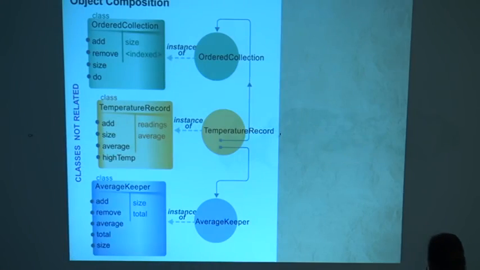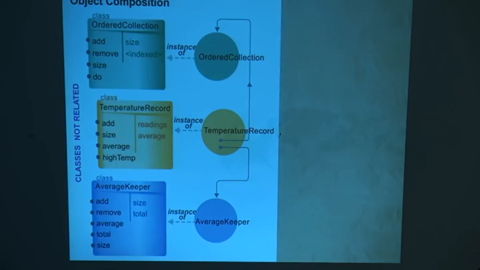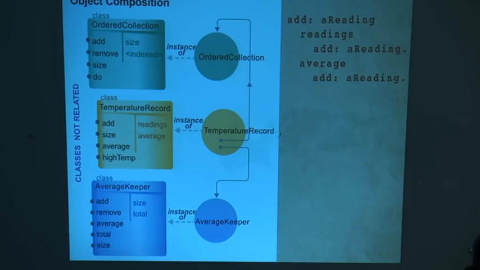And that looks something like this in Smalltalk. So we have our temperature record has instance variables called readings and average, and they hold a pointer to an ordered collection and a pointer to an average keeper in our temperature record, and our code looks like this. So add, we just send the add message on to both of our components, and that's the end of that job.